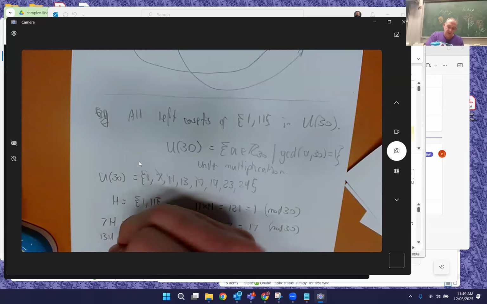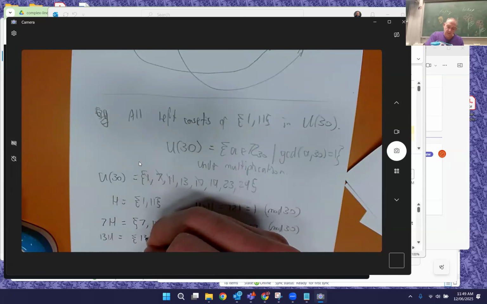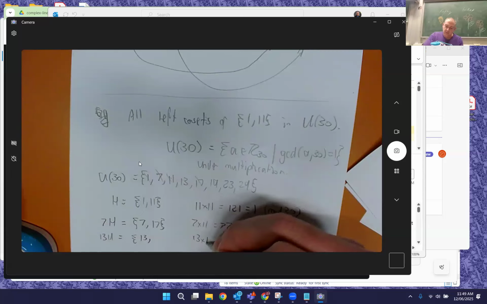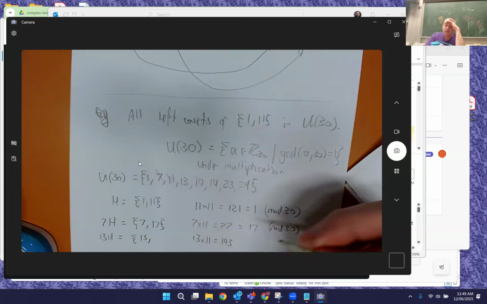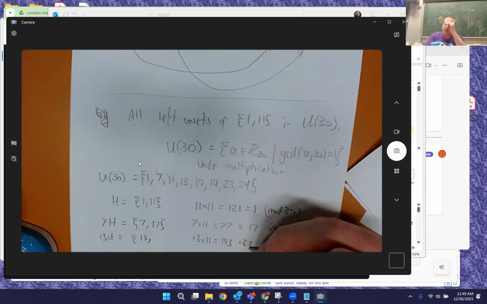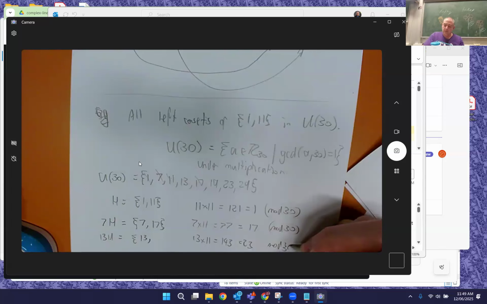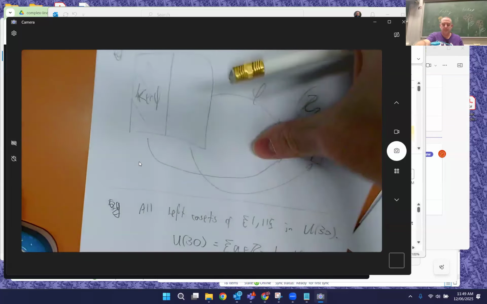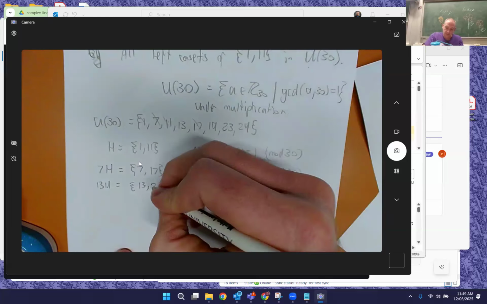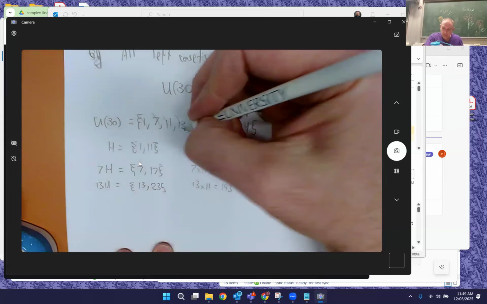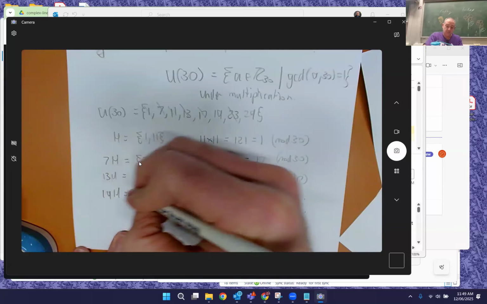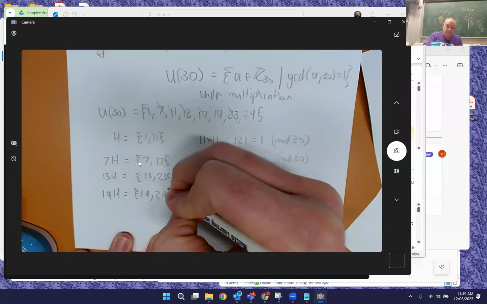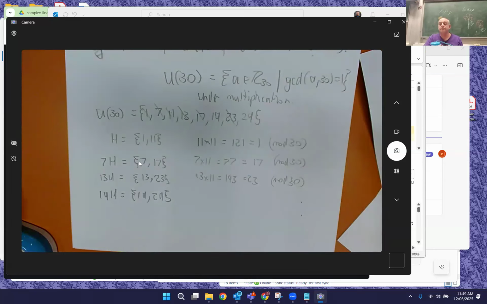And then 13 times 11 is 143, which is 23 mod 30. And the 19 and 29 must be the other ones. Cool. They are the 4 cosets.